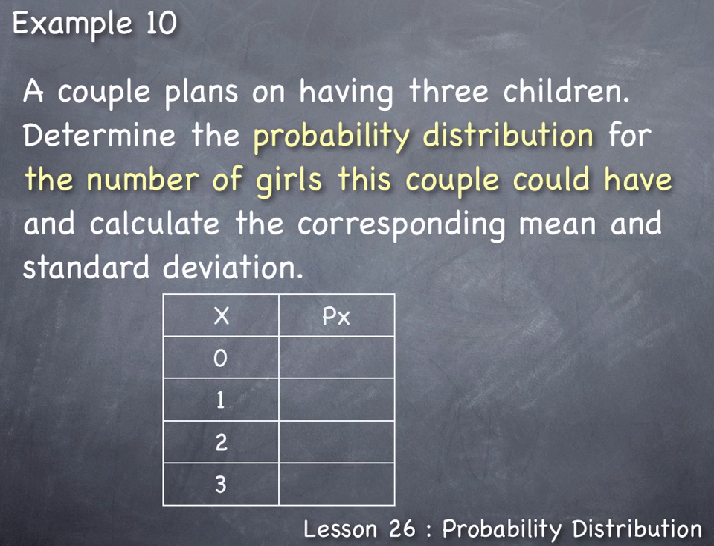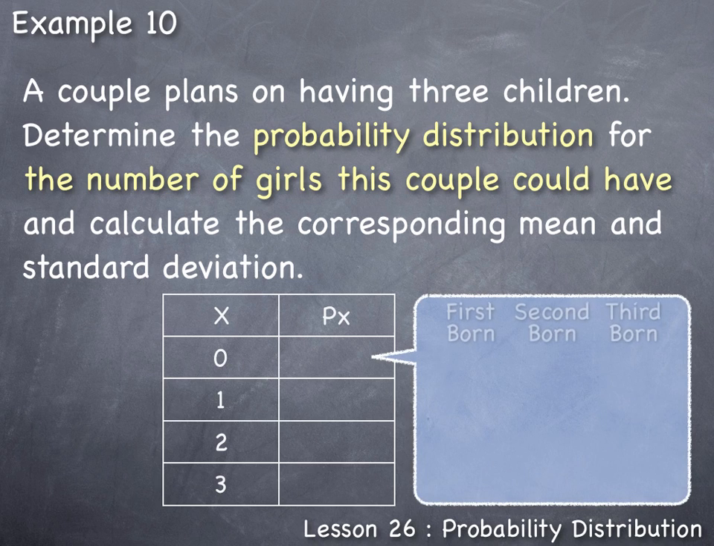To find the probability that there are 0 girls born in a 3-child family, we'll need to count all the possible outcomes. Well, in a 3-child family, there's a firstborn, a secondborn, and a thirdborn. The possibility that results in x equals 0, that is, none of them are girls, is only one instance. That is, a boy is the firstborn, a boy is the secondborn, and a boy is the thirdborn. When all 3 children are boys, none of them are girls. So there's only one way to have no girls in a 3-child family.